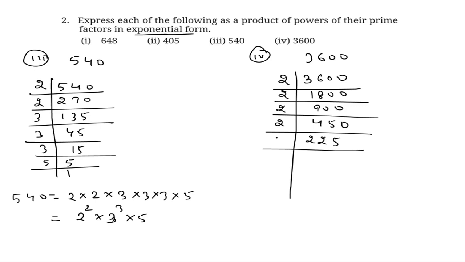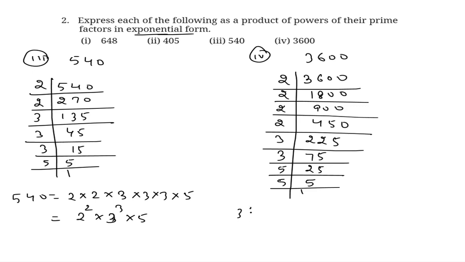So next we can check the divisibility rule of 3. So 2 plus 2, 4, 4 plus 5, 9. So 3 table. So 3 times 75 will give me 225. Then 3 times 25. Then 5 times 5 and 5 times 1.